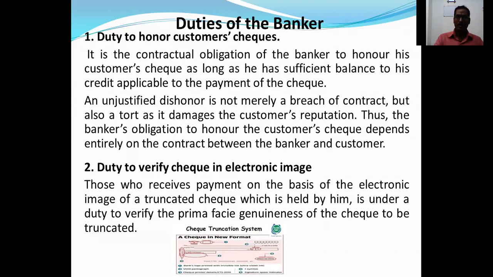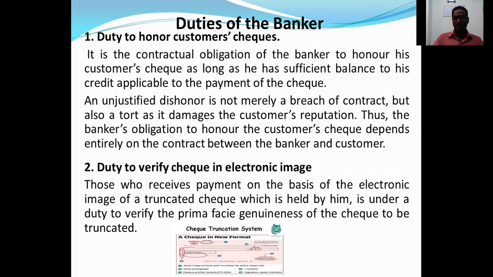So what happens if a customer gives a check to a friend or for some business transaction, and the bank doesn't honor the check, that is, they cancel it? What will the third party who got the check think? It will affect the image of the customer. Thus the banker's obligation to honor the customer's checks depends entirely on the contract between the banker and the customer. So the first duty, as we see, is to clear or honor the customer's checks.